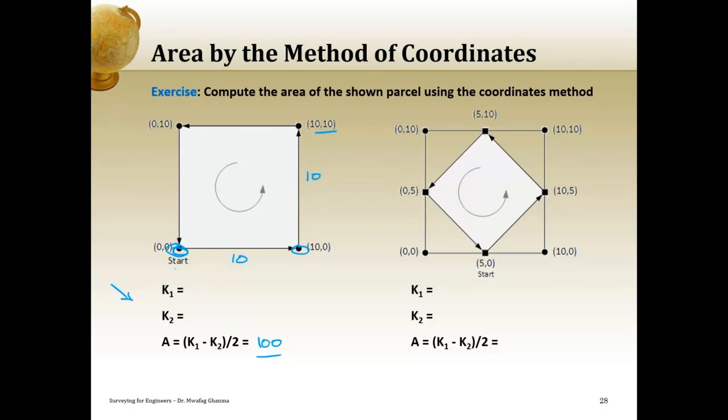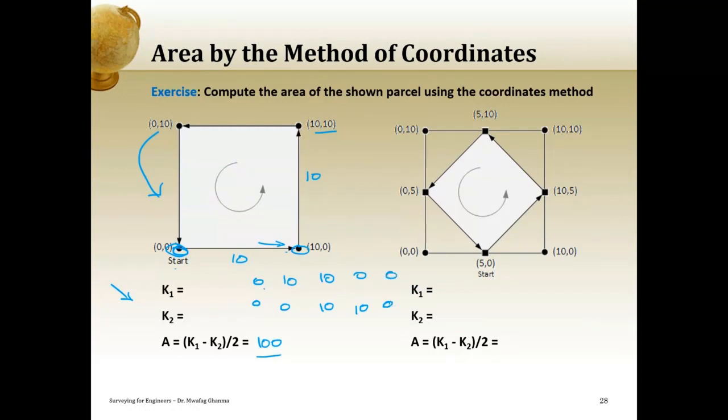But starting from here, so K1, we said it is 0 and 0. And the second point, this is the arrow, going to 10 and 0. And then go to 10 and 10. And we go to 0 and 10. So we finished here, but we have to go back to the same point, so it is 0 and 0.